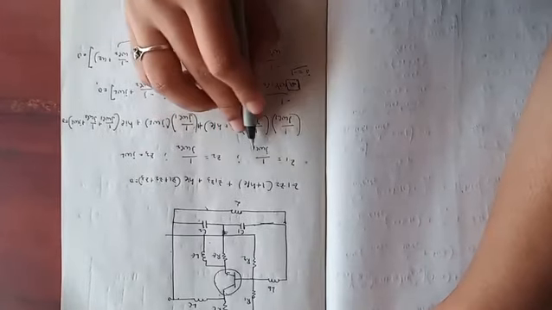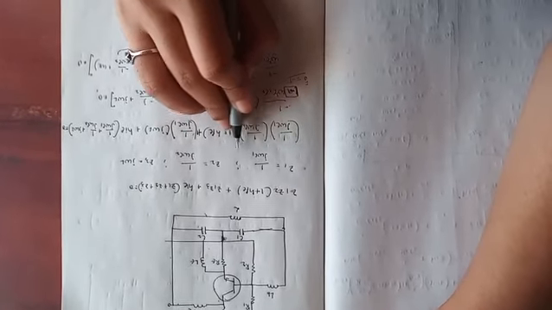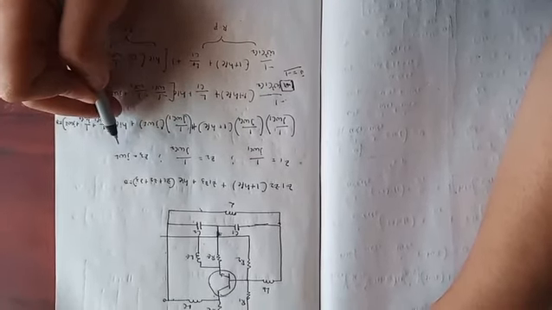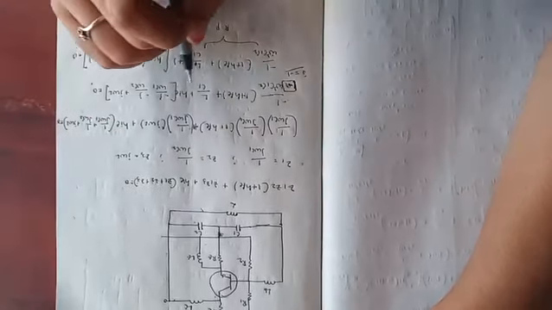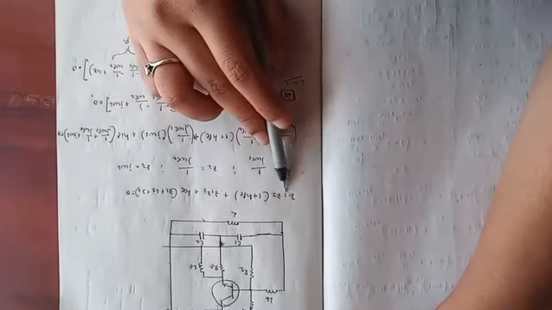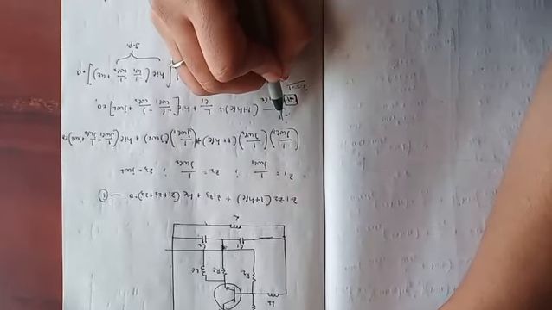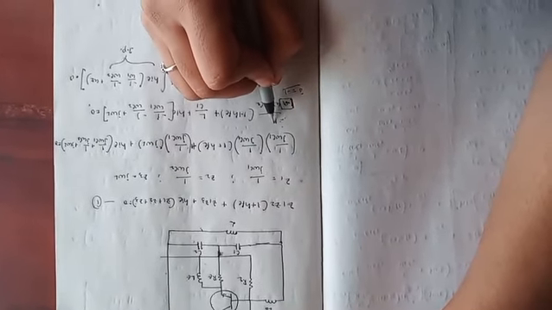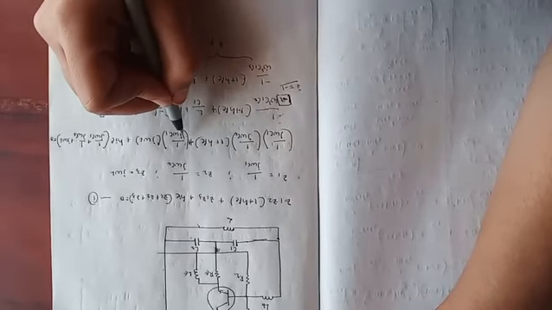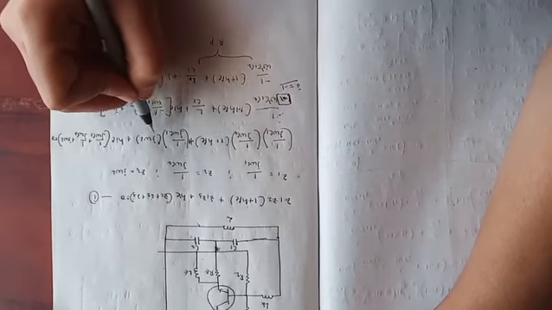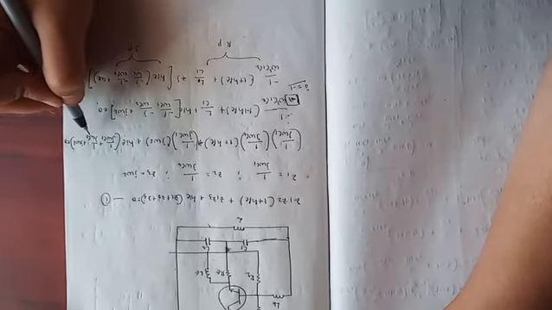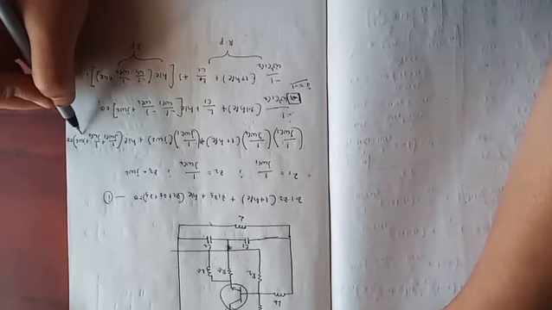For Z1 we'll take the capacitor C1, 1 by j omega C1, and for Z2, 1 by j omega C2. For the inductor we'll take j omega L. Here we have to substitute all these into equation 1: 1 by j omega C1 into 1 by j omega C2 into 1 plus HFE plus 1 by j omega C1 into j omega L plus HIE into 1 by j omega C1 plus 1 by j omega C2 plus j omega L equals 0.